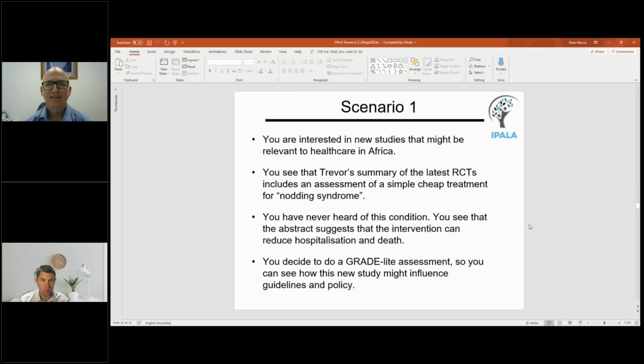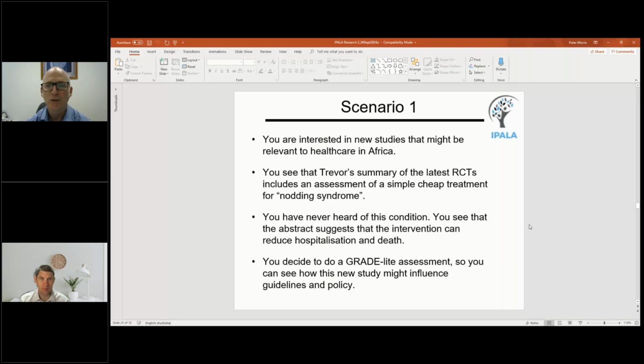So let's consider a couple of scenarios. In both of them, we're interested in studies that might be relevant to healthcare in Africa. And I was very interested that one of the studies Trevor listed described the assessment of a simple, cheap treatment for a condition known as nodding syndrome. Now, I had never heard of nodding syndrome. It only occurs in a few African countries, but it is a really terrible condition.